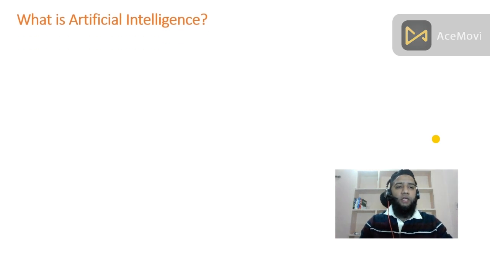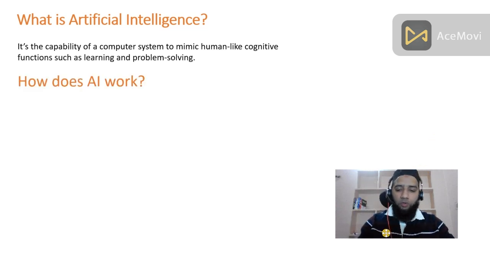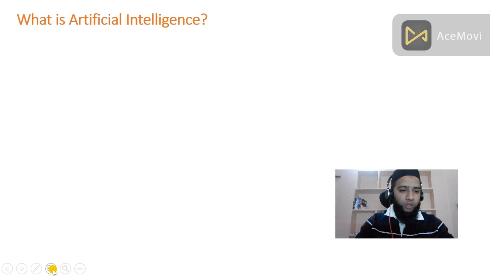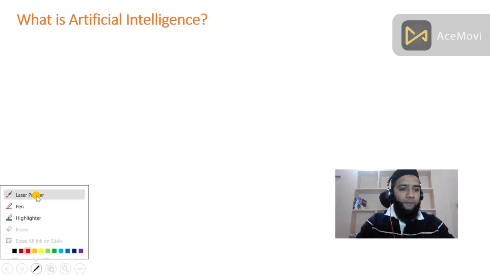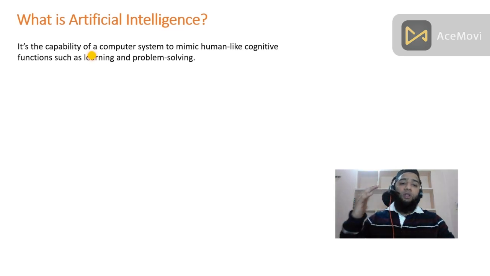So what is artificial intelligence? Let's address the elephant in the room. Artificial intelligence is the capability of a computer system to mimic human-like cognitive functions such as learning and problem solving. So AI systems excel at two things. They learn and solve a problem, just like we as humans learn things and solve problems. That's the main agenda and the intention behind designing artificial systems, so that they can learn things and solve problems for us.